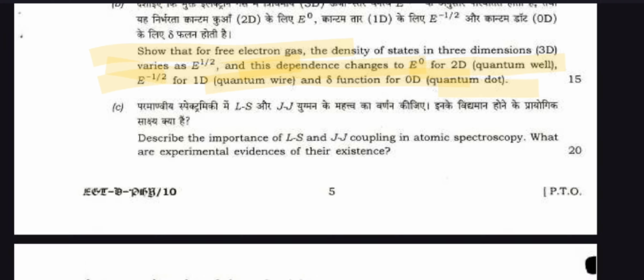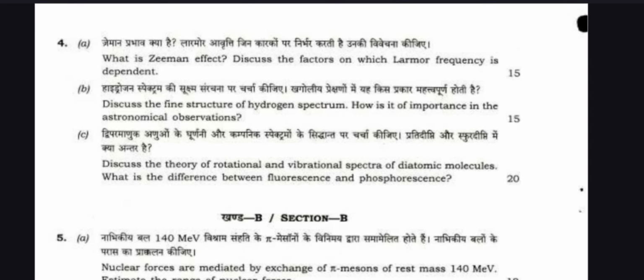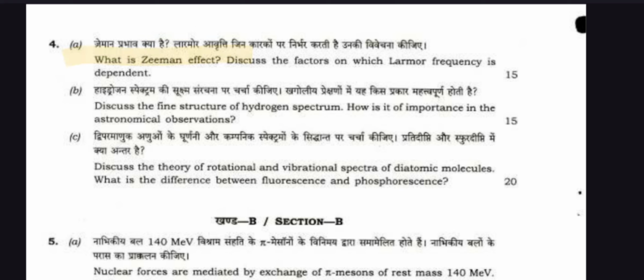And question number c: describe the importance of LS and JJ coupling in atomic spectroscopy. What are the experimental evidences of their existence? Question number 4: what is the Zeeman effect? Discuss the factors on which the Larmor frequency is dependent. Question b: discuss the fine structure of the hydrogen spectrum.